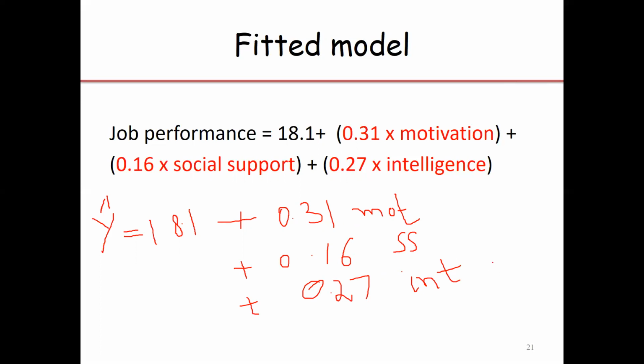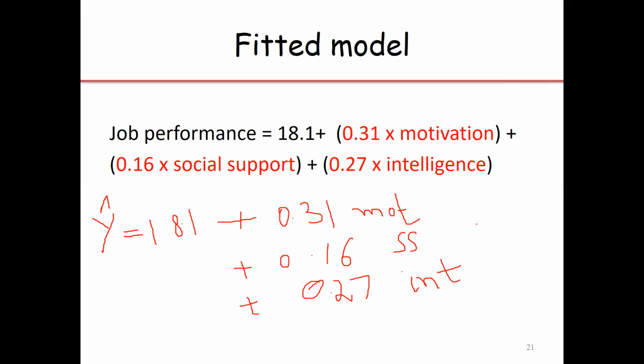Where is the error? In the estimated model, the error is eliminated because the sum of error will be 0 and the standard deviation of error will be least. That is why, whenever we write the estimated model, the error is eliminated. Finally, we conclude that this model can be used for the prediction of y cap, or the prediction of job performance.